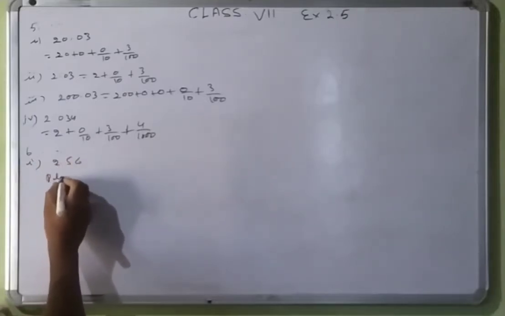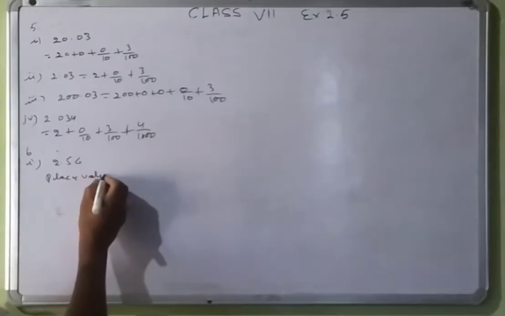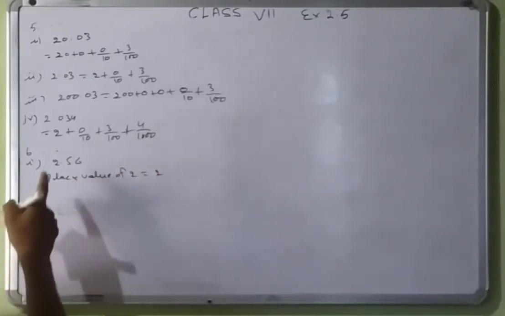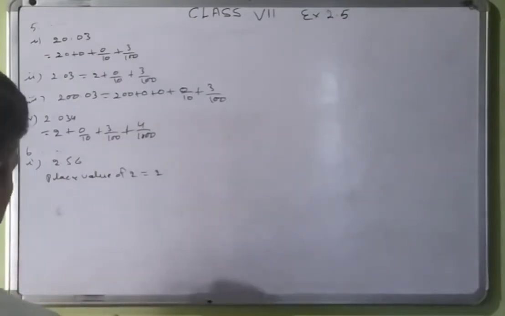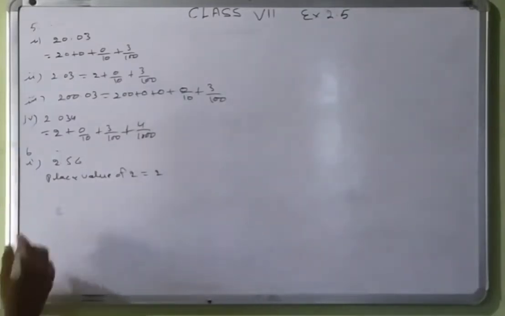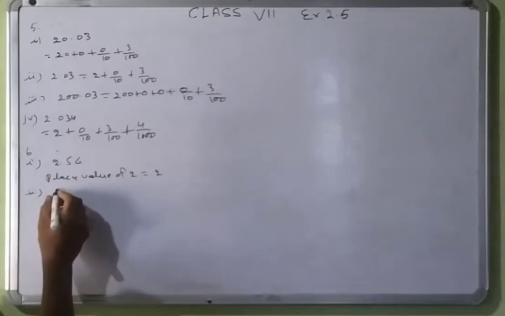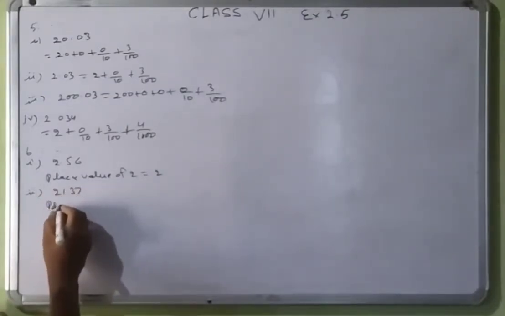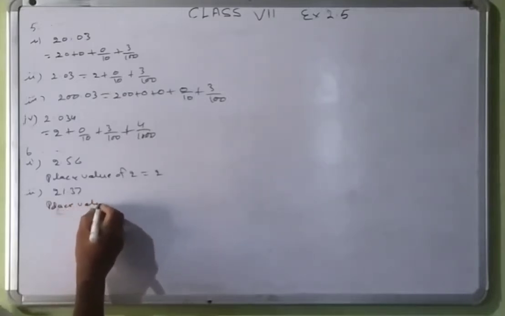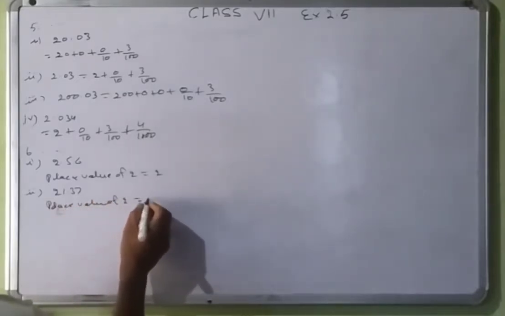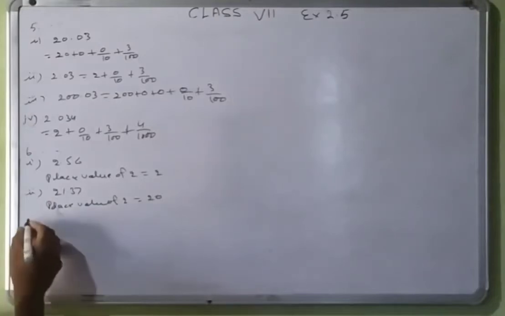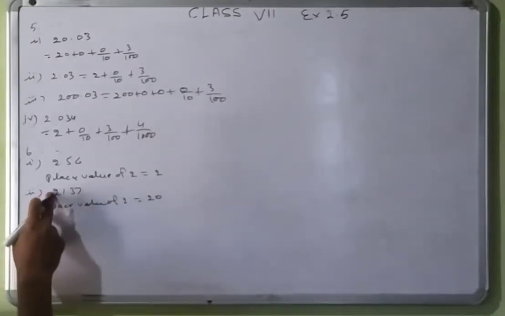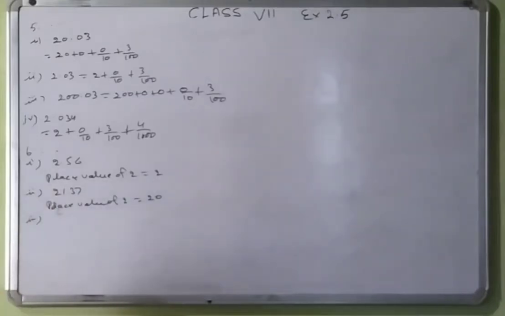So the place value of 2 is equal to 2 only, because after the 2 the decimal has not started. Second part, 21.37. The place value of 2 is equal to 20. After the decimal, after the 2 you are looking, one digit is there.